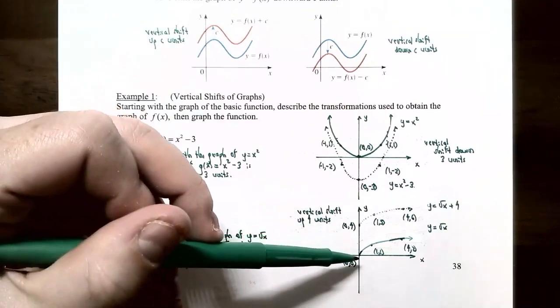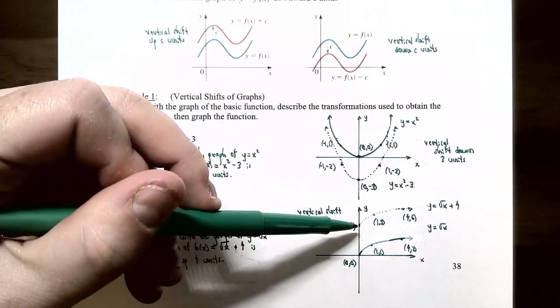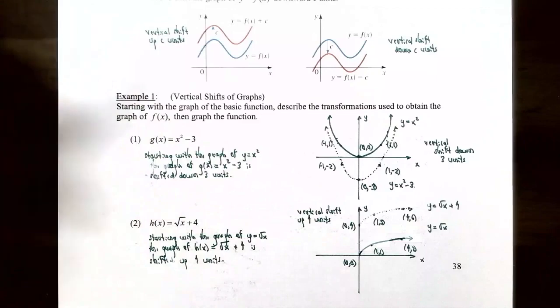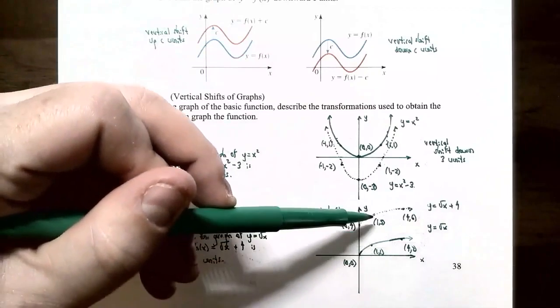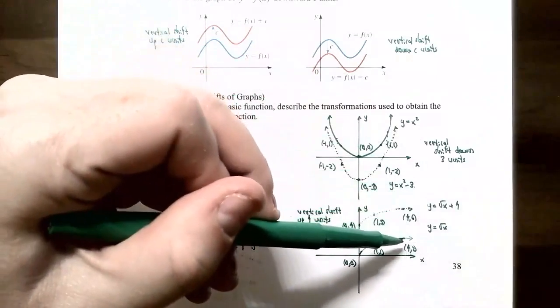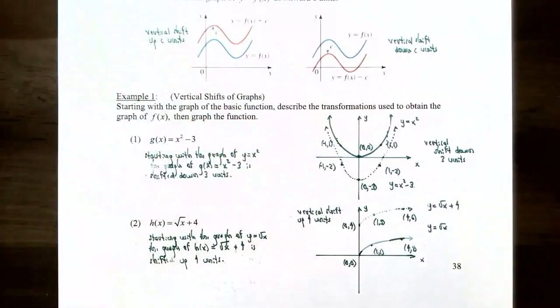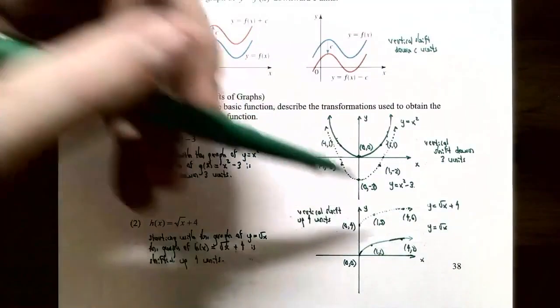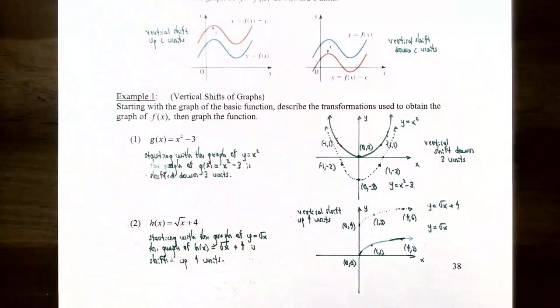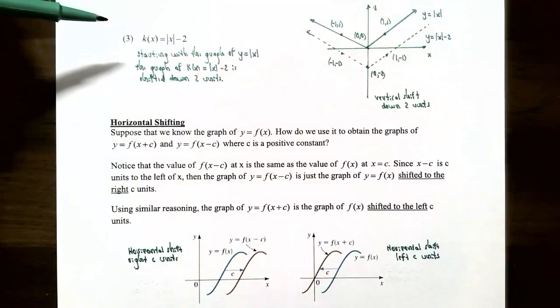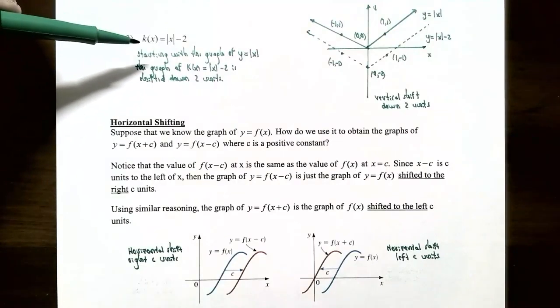So (0, 0) will be shifted up 4 units, so the graph will start at (0, 4) instead. (1, 1) is shifted up 4 units, so that will be at (1, 5) now. And (4, 2) will be shifted up 4 units, and that will be at (4, 6). And so this will give you an idea what the graph of h of x looks like when you take the square root of x and shift the graph up 4 units to get square root of x plus 4.